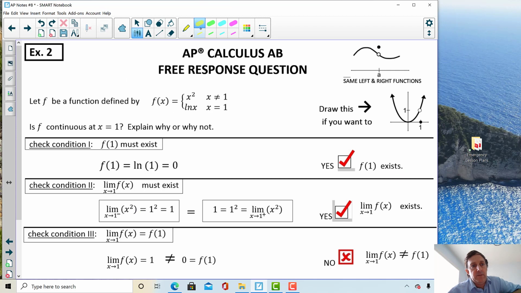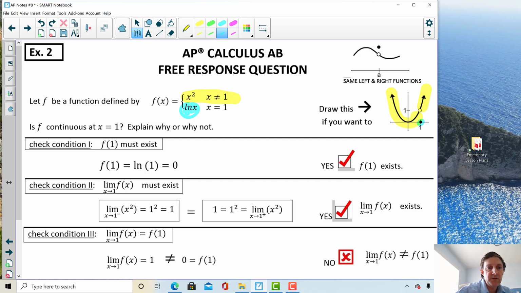Okay, this is our last example. This is another piecewise function. This one's a little bit easier. It says that the function is x squared as long as x is not equal to 1. So that means everywhere else except for x equals 1. Now when x is equal to 1, it's this function. So if you plug a 1 into that function, you get ln of 1, which is 0. So that would be only at that spot. So it's kind of like a point. When x is 1, it's ln of x.